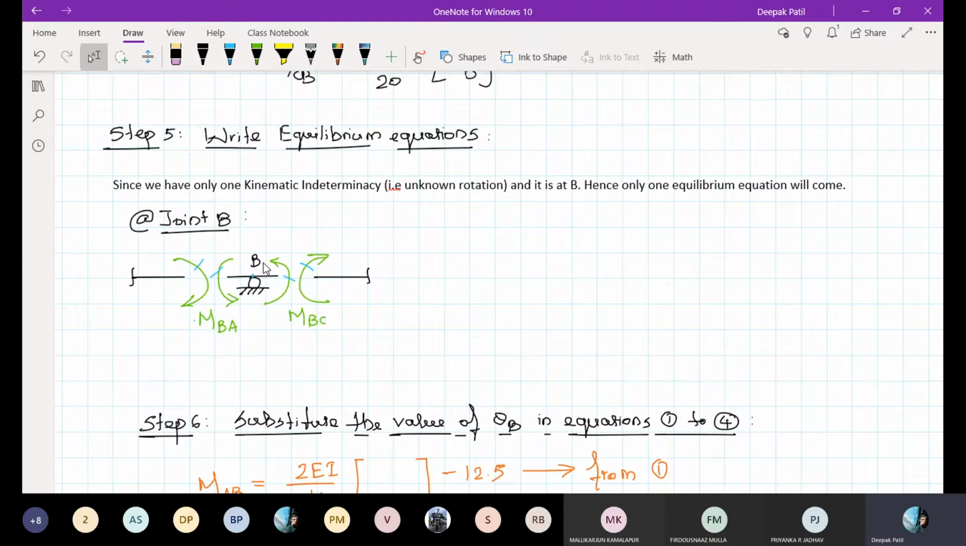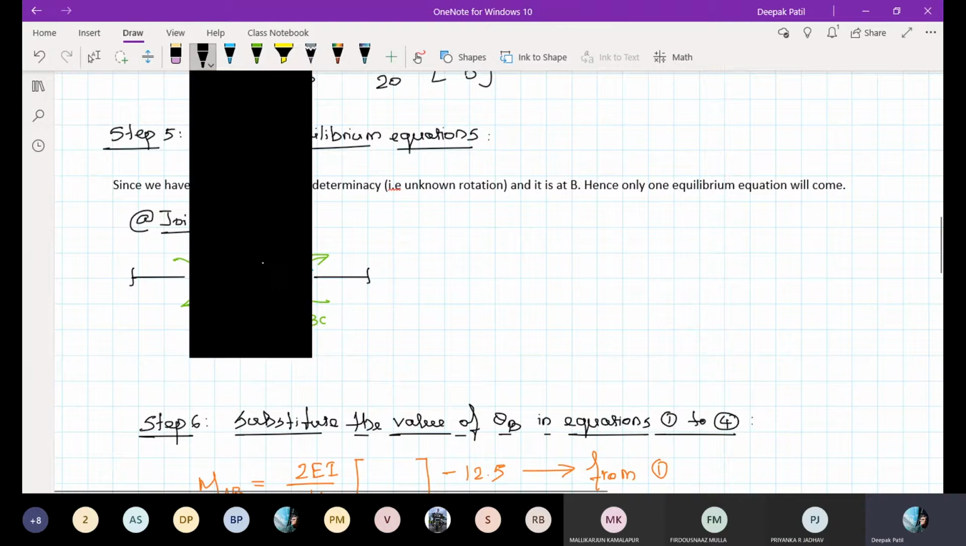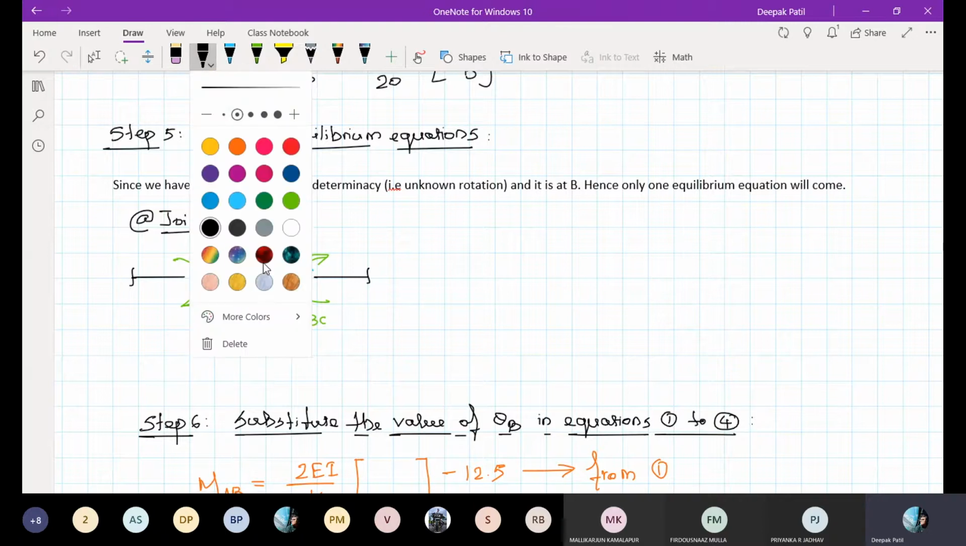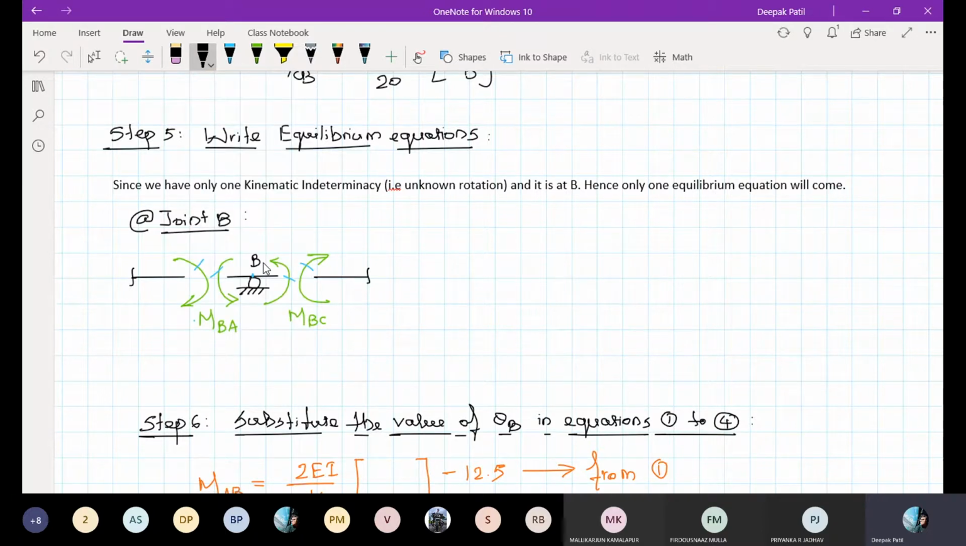Now, since this is a roller support, we know that for the equilibrium condition for the roller support, the moment at B should be equal to 0. You know that at the roller support, the moment should be equal to 0. So from that point of view, can I write like this?